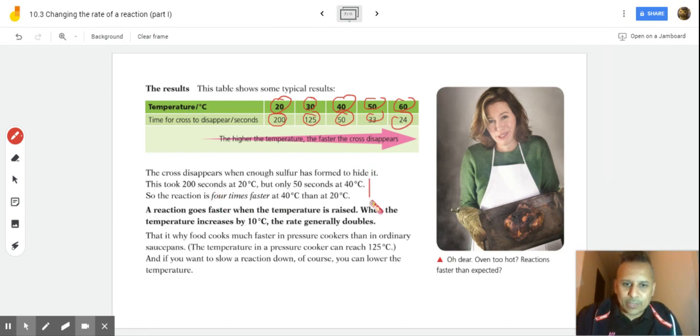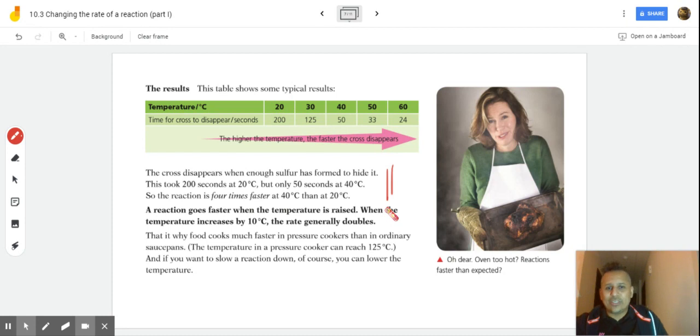Now, there's an interesting pattern that you can see even within this table. The cross disappears when enough sulfur has fallen behind it. It took 200 seconds at 20, but only 50 seconds at 40 degrees. So basically, it took a quarter of the time for the reaction to get to that stage when you increase the temperature by 20 degrees. It took roughly half the time when you increased it by just 10 degrees.